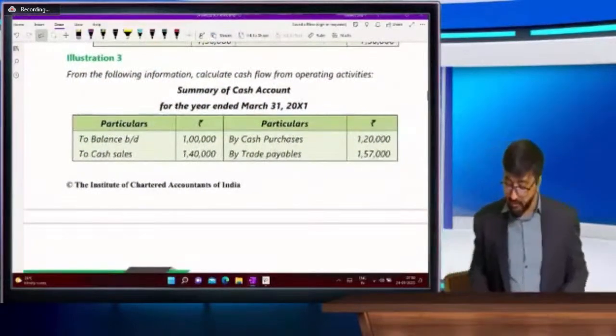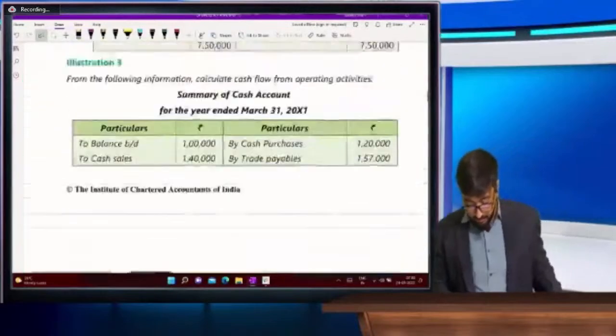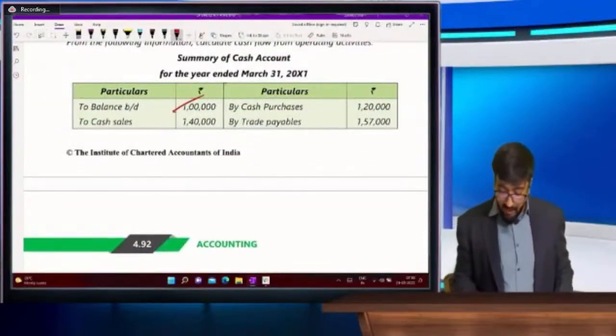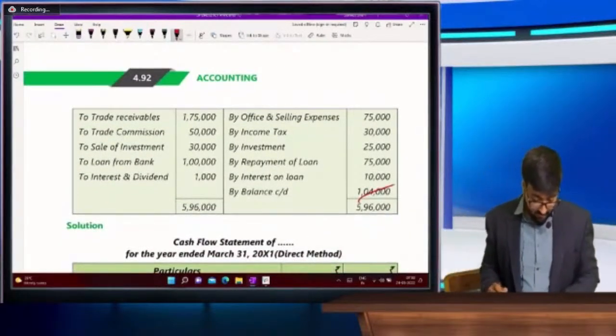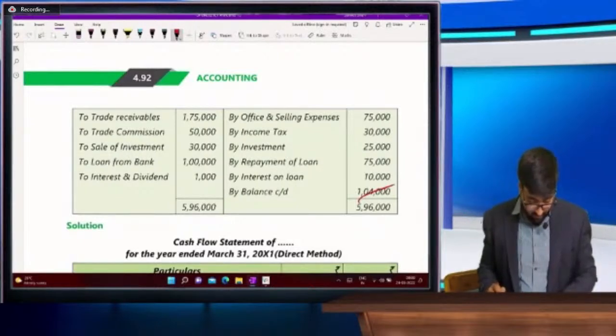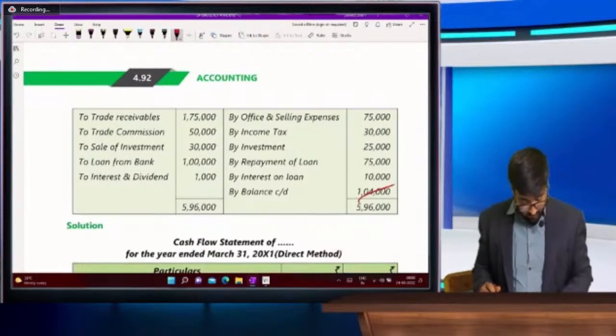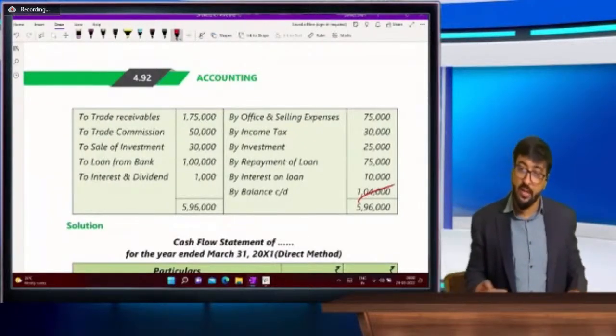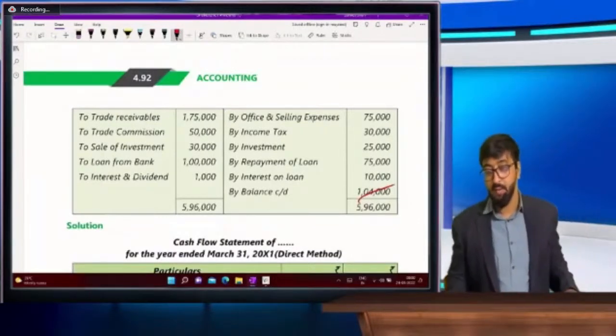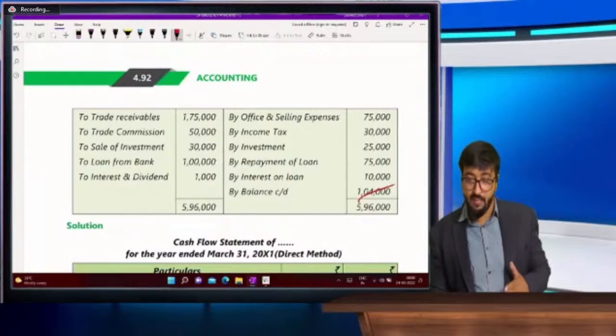Number 3 is very easy. Number 3 is very easy. See, opening balance 1 lakh, closing balance 1,04,000. मुक्ता जी को पूरा क्लियर है लॉजिक. From your comments only, I can tell you whether your logics are clear or not. Yes, that's why I'm telling you to write it in comment section.